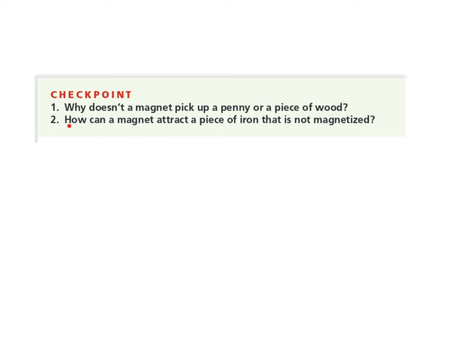So the next question is, how can a magnet attract a piece of iron that's not magnetized? And it's just like I was saying, when you have a piece of iron and you put it in a magnetic field, it's going to temporarily magnetize it by lining up those domains. And so then that normally unmagnetized piece of iron will behave like a magnet and be attracted or repelled by the poles of your actual magnet. Now you take your actual magnet away, that piece of iron is going to go back to being just a normal piece of iron that is not magnetized.